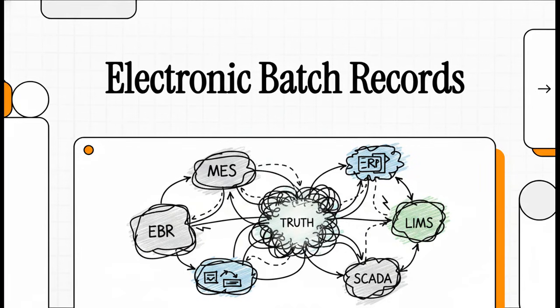Today, we're diving straight into the complex web of systems that surround an electronic batch record. We aren't looking at typical MES and EBR architectures as isolated islands, because they aren't. They're part of a fully integrated ecosystem. We're going to cover exactly how these systems connect, how we decide which system tells the absolute truth, and, crucially, what happens when the connections between them inevitably break.